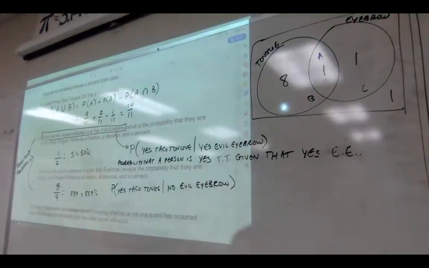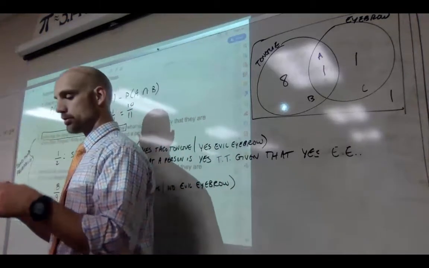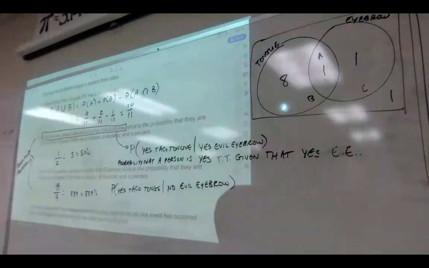Down at the bottom, it gives the definition of independent events. Two events are independent if knowing whether or not one event has occurred does not change the probability that the other event will occur. Are the events yes taco tongue and yes evil eyebrow independent? Explain.